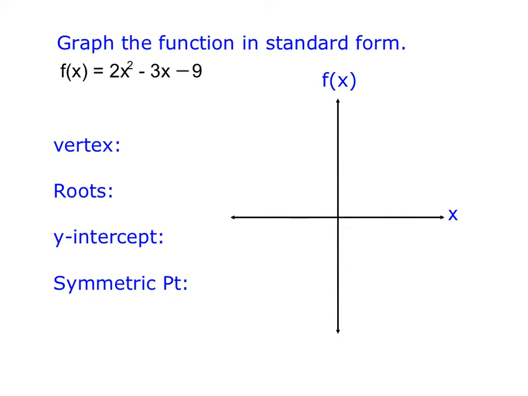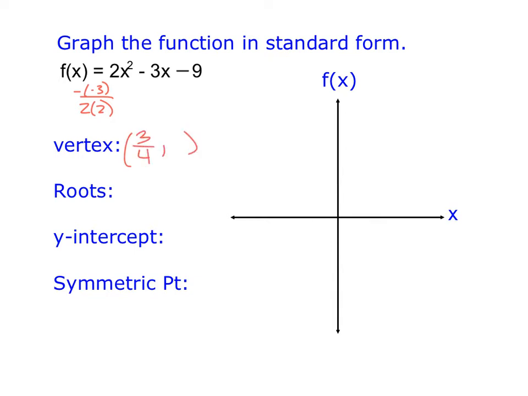All right, so I want you to pause the video, find the vertex, find the roots, find the y-intercept, and the symmetric point. Okay, so for the vertex, we're going to do negative b over 2a. So negative b, negative 3, over 2 times 2. So I got 3 over 4.